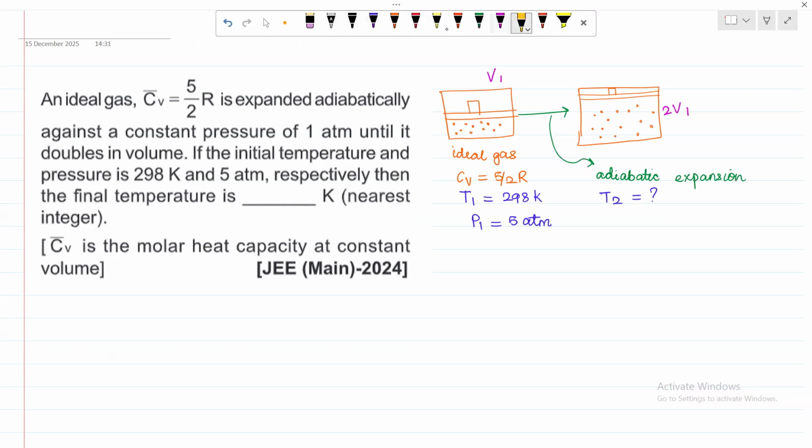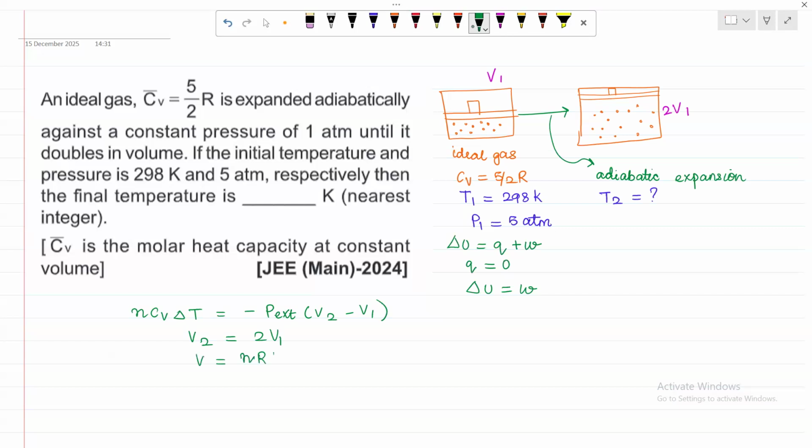We know that by the first law of thermodynamics, delta U is equal to Q plus W, right? And since it is adiabatic expansion, Q will be 0, so delta U is equal to W. Okay? So we can say that n CV delta T is equal to minus P external times (V2 minus V1), right? And we also know that volume V2 is nothing but 2 times V1, given in the question. Okay. And by the ideal gas equation, volume is nothing but nRT by P. Okay. So this is what we know.